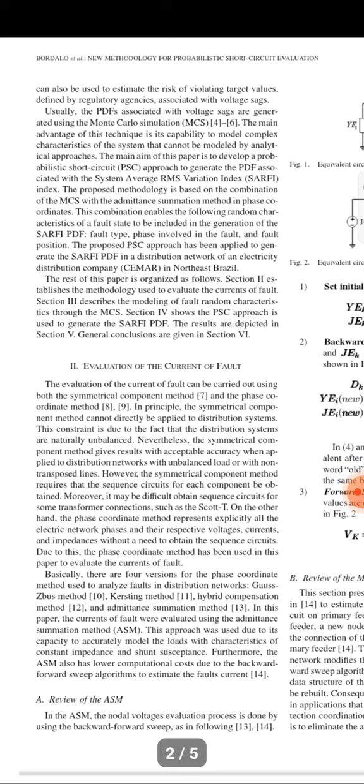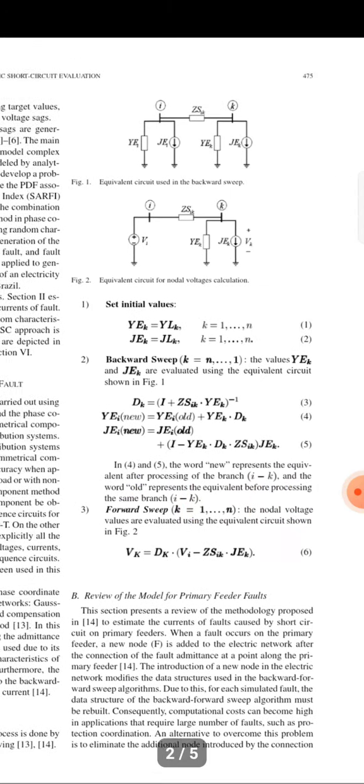Basically, there are 4 versions of phase coordinate methodology used to analyze faults in distribution networks: the bus impedance method, the Z-bus method, the hybrid method, and admittance summation. In this paper, fault currents were evaluated using the admittance summation approach due to constant impedance and shunt susceptance. Further, ASM also has lower computational cost due to the backward-forward sweep algorithm used to estimate the fault current.